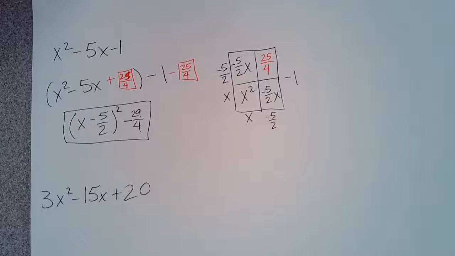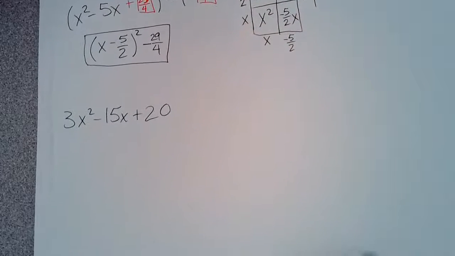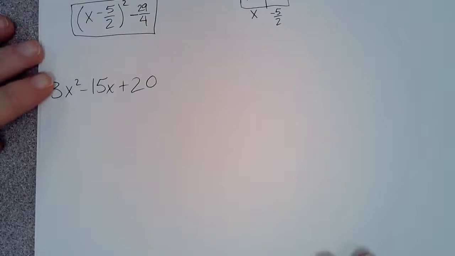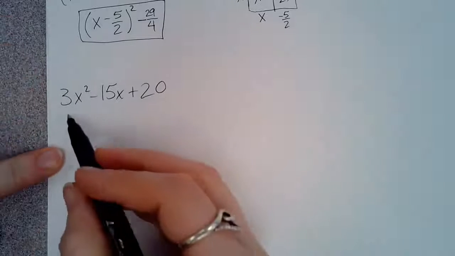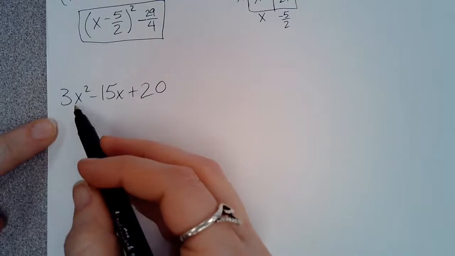We're going to try one more. This one's a little bit trickier. These are the kinds you might get to at the very end of your math space assignment. And this is where we have a number in front of the x squared. We haven't done a lot with these yet.